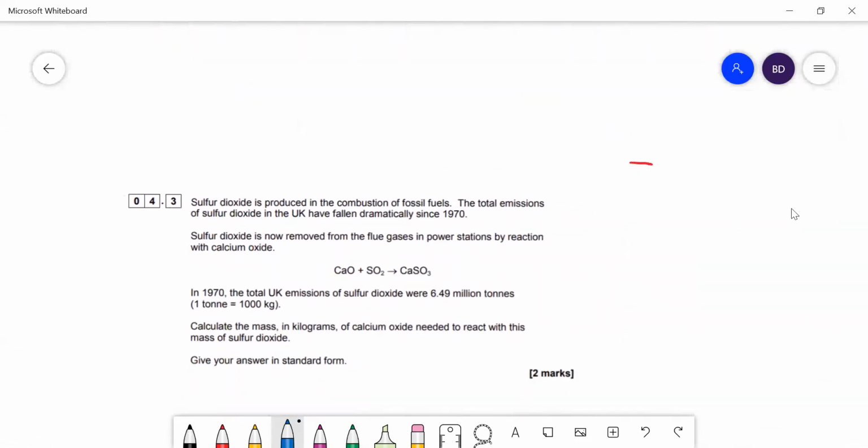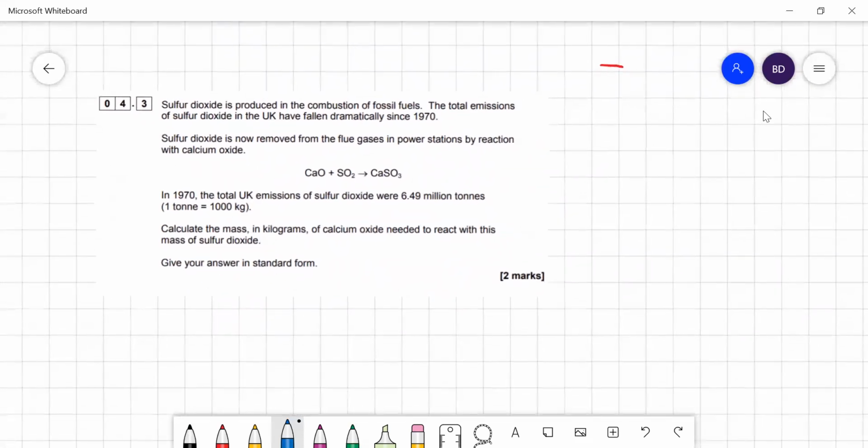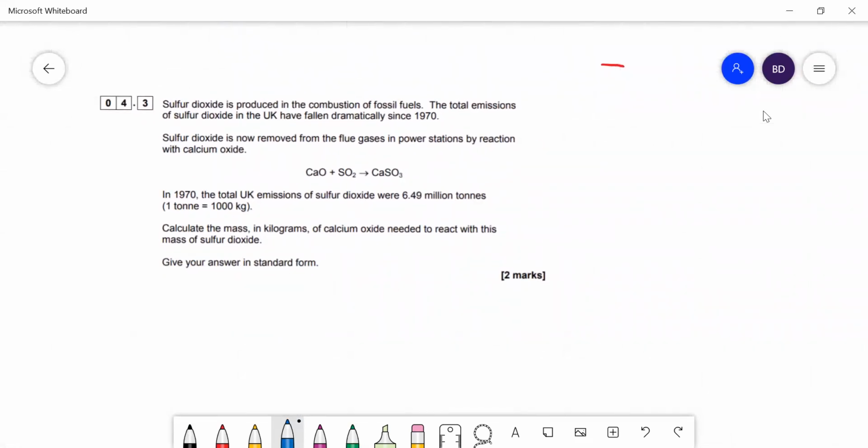Okay, it's one of these mole calculation questions where they use tons and massive numbers to try and get you to make a mistake. Sulfur dioxide is made in the combustion of fossil fuels, and it can be removed by reacting with calcium oxide according to this equation here. In the UK, we made a total amount of that many moles of sulfur dioxide. The question is, the mass in kilograms, how much calcium oxide do we need?